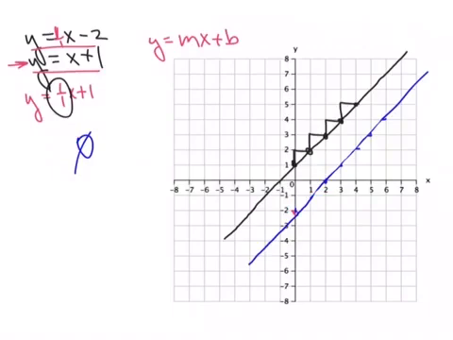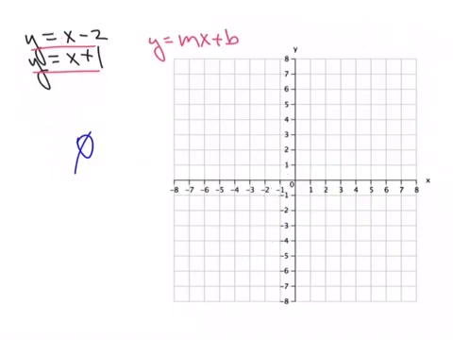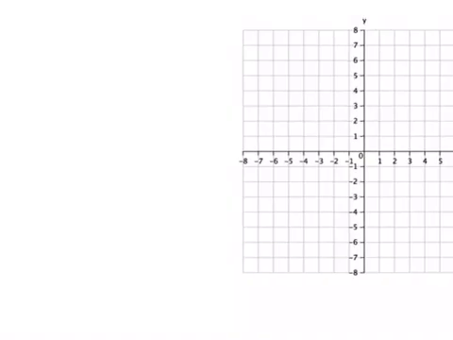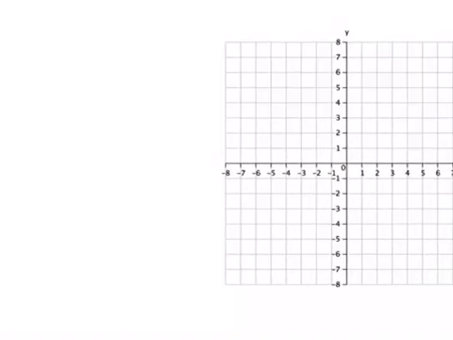All right, let's do one where, we said that you've got a couple different options. Your graphs either cross at one point, at no points, like that one just did, or at all points. It lies right on top of each other. So let's go ahead and do an all points. So 2x plus y equals 4. 4x plus 2y equals 8.